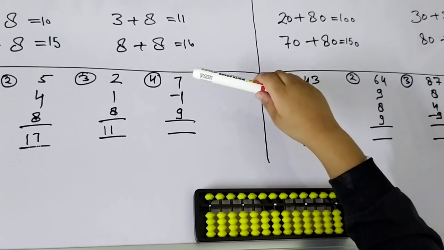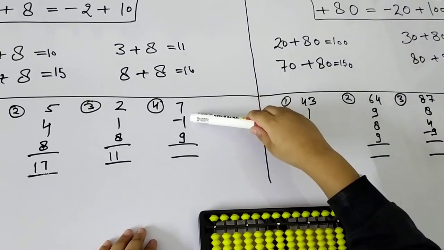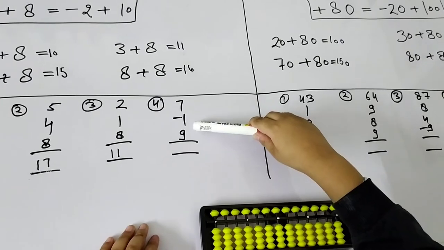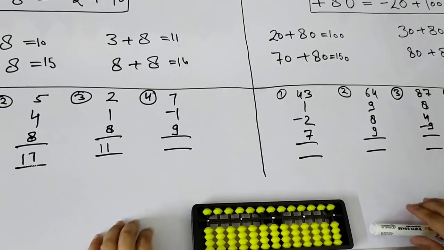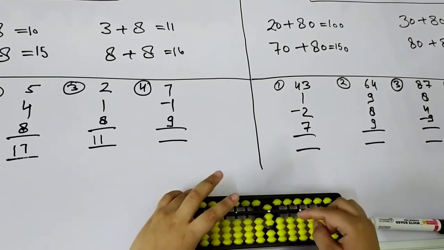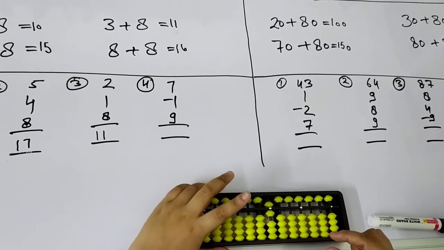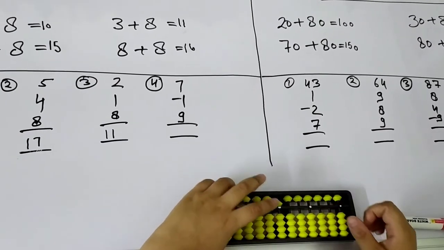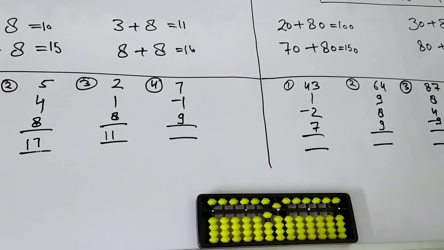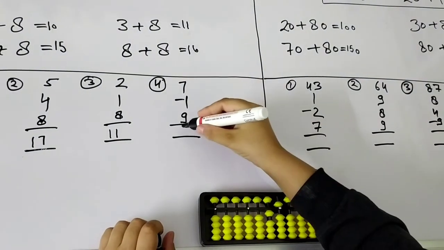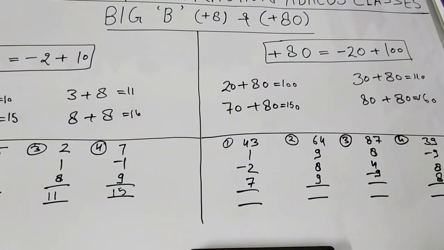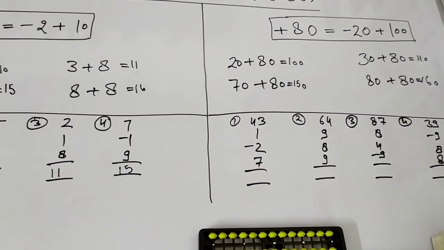Last question, 4: 7 minus 1 and plus 9. 7 minus 1, and the formula of 9 is minus 1 and plus 10. We got our answer 15. We'll write 15. In this question, you see the 9 formula, so please watch my previous video for the 9 formula. Let's move to the next part, the last part.